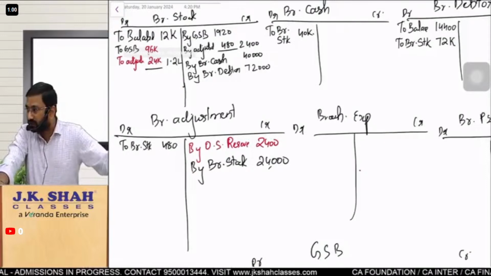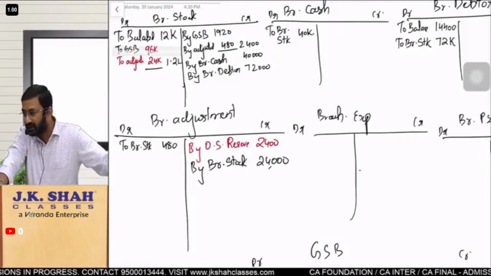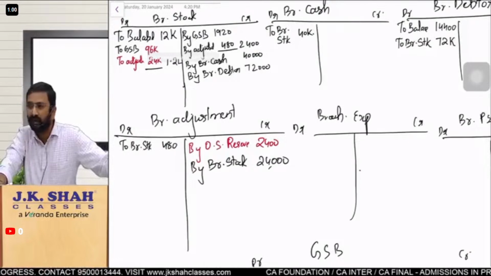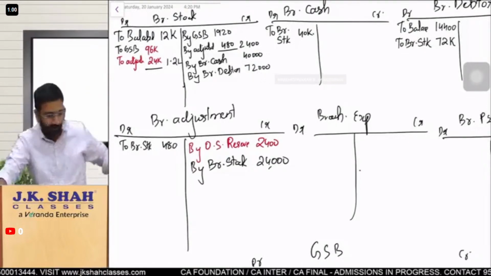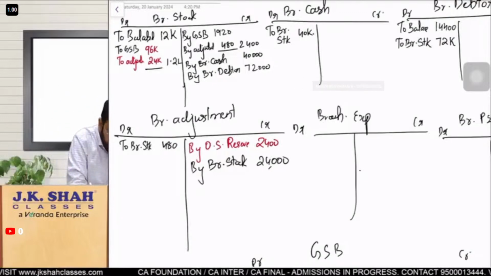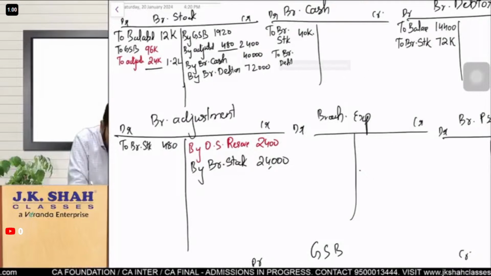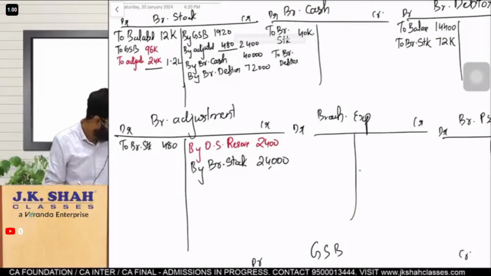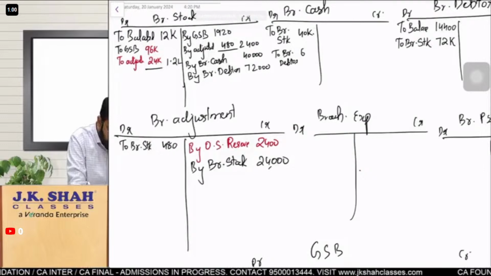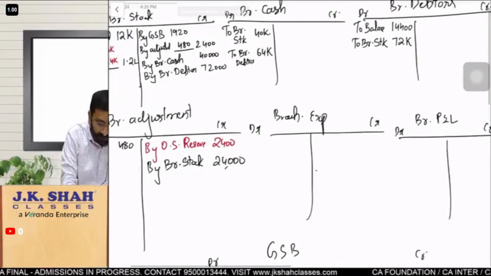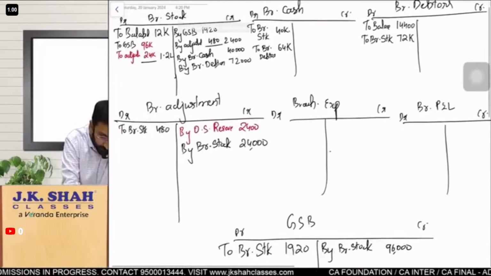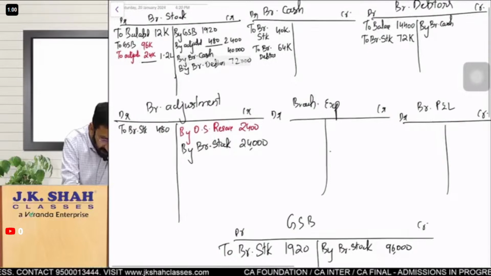Next one: cash received from debtors. Entry: branch cash to branch debtors. The amount is 64,000. So branch cash to branch debtors 64. In the debtors account, by branch cash 64.